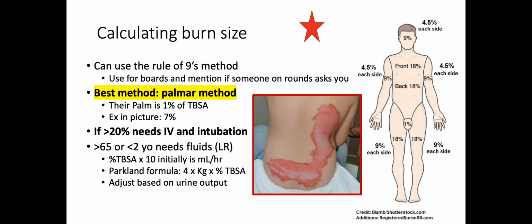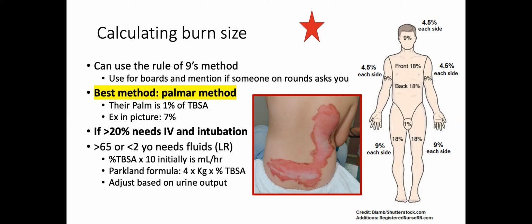If there is greater than 20%, they need an IV, get them some fluids, and they need to be intubated because they may be okay. They may be breathing right now, but later, maybe not. And right now, while you have the ability to intubate them and their larynx and pharynx is not edematous and closing, it would be easier to intubate now. So make sure greater than 20% intubate and needs an IV. If they're greater than 65 or less than 2, they also need fluids. Lactated Ringer's is usually the fluid of choice.